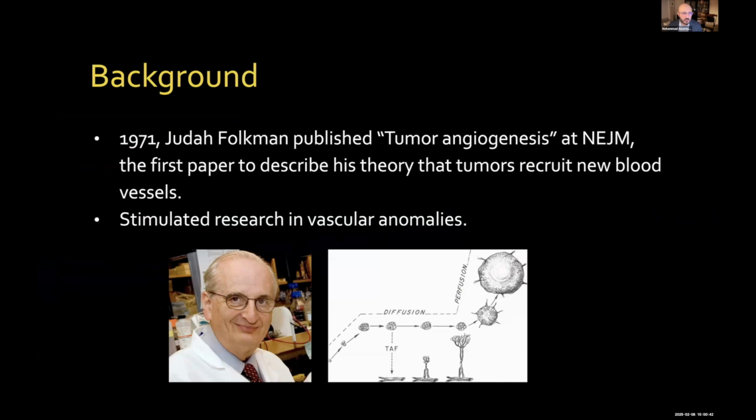So in 1971, Dr. Judah Folkman, who's a surgeon at Boston Children's at that time, published tumor angiogenesis in the New England Journal of Medicine, and it was the first paper to ever describe tumor angiogenesis. This was a breakthrough in the world of cancer, obviously, that we are still relying on till today. And this stimulated a lot of research in vascular anomalies.